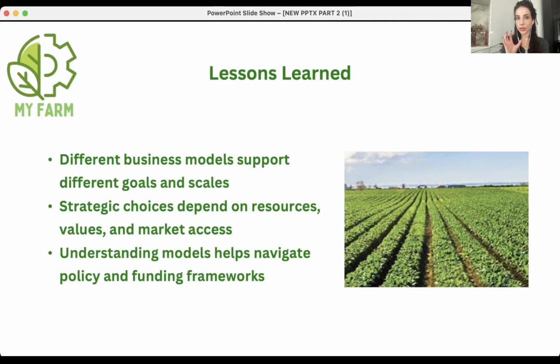Okay, then we can continue with the lessons learned throughout this chapter. Well, understanding the variety of agricultural business models equips readers with a broader lens for, first, strategic decision making. So this is about choosing a model that aligns with their land size, resources, values, and market goals. Policy navigation. This is about knowing what models qualify for support, grants, or regulations under European Commission frameworks like the Common Agricultural Policy.